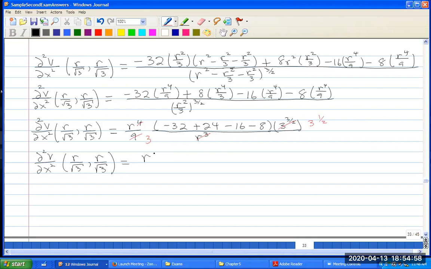So this is equal to r. The 24, the 16, the 8, they cancel. So that's a minus 32. Minus 32 r rad 3. So after all the cancellations, that's what you get. Okay.